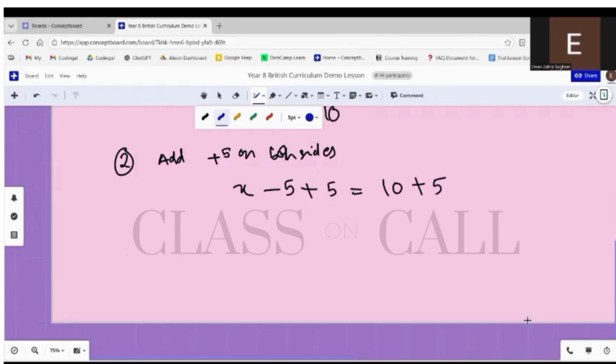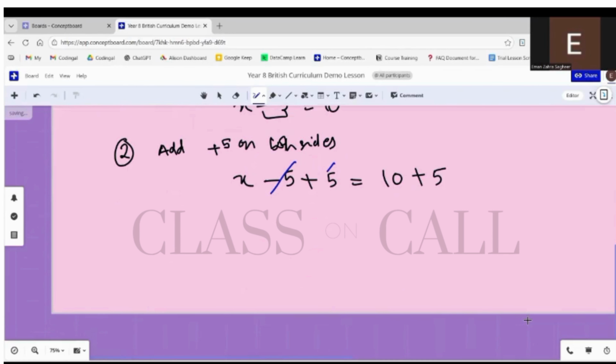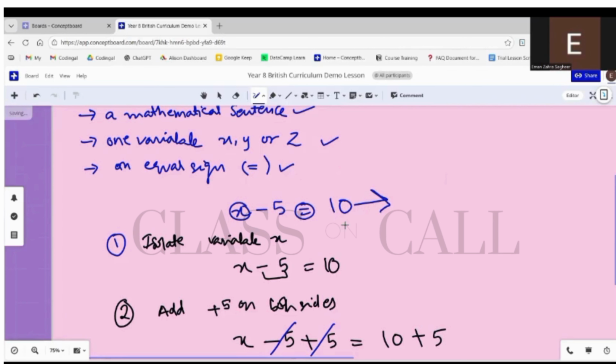And then if you see on this side of the equation, the minus 5 and plus 5, they are canceling each other out, right? They're canceling each other out. And what do we get? We get x here. And on this side of the equation, we get 15 because 10 and 5 is 15. So this is our final value, or you can say the final answer for x, which is 15. And this is how we solve this particular linear equation here. And we got the answer to x, which is 15.